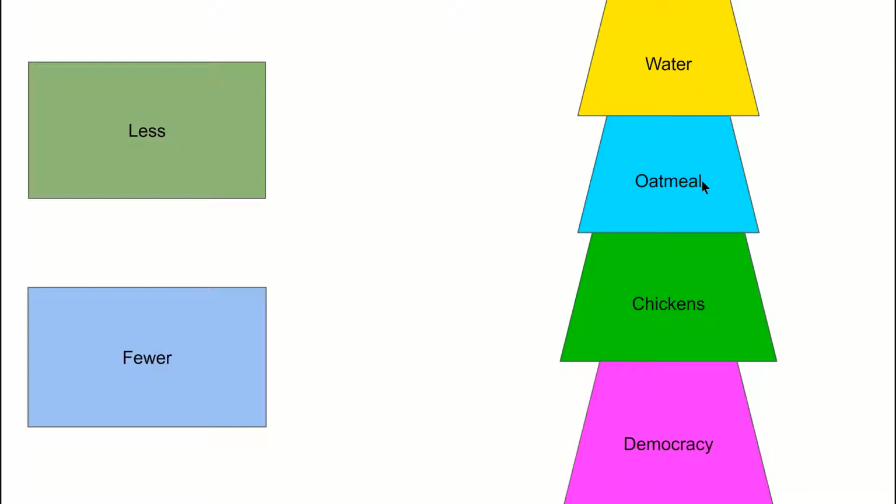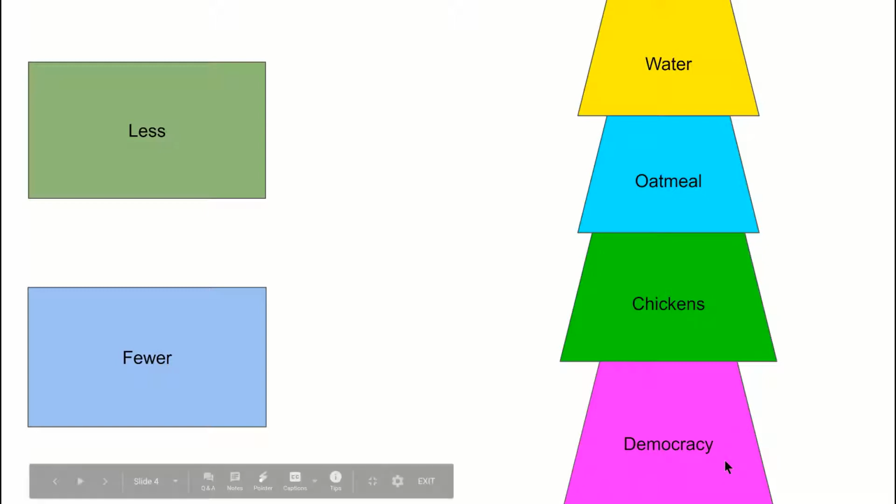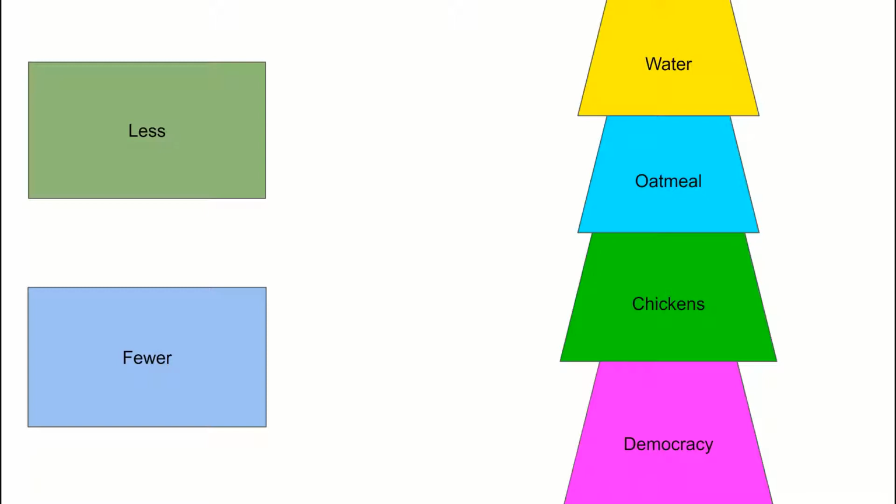Okay, so we have less here and fewer here. And we have water, oatmeal, chickens, and democracy. Four lovely words, and where do you think they go? Why don't you take a minute and pause it if you need time?